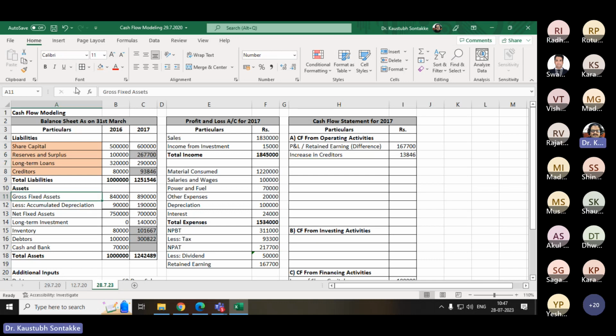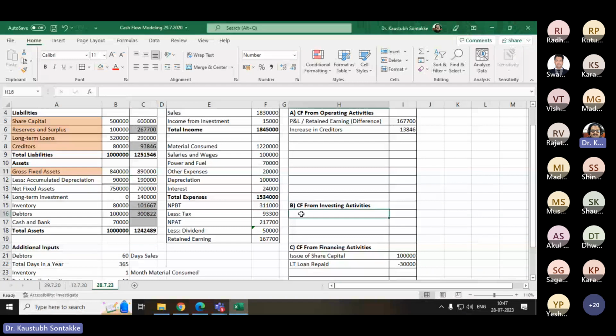Asset side, gross fixed assets: 8 lakh 40, 8 lakh 90. So there is an increase of 50,000, which is purchase of fixed assets, which is investing activity. Point B in the cash flow statement. In investing activity you write purchase of fixed assets.